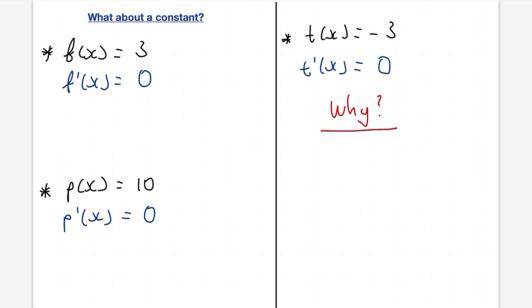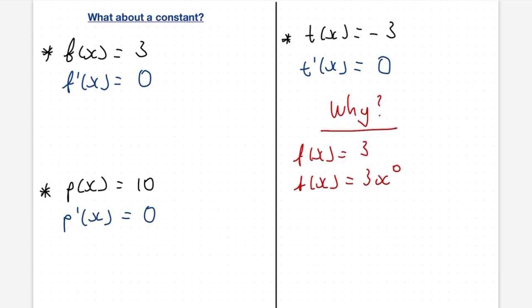Let's talk about why. Well, if I told you that f of x is equal to 3, would you agree with me that that's almost the same as 3 times x to the power of 0? The reason I'm saying it's the same is because x to the power of 0 is just 1. So 3 times 1 is just 3. So 3 and 3x to the 0 is the same thing. Let me write it this way: this is the same as 3 times x to the 0, right? It's the same thing because this is just 1 and 3 times 1 is the same as 3.